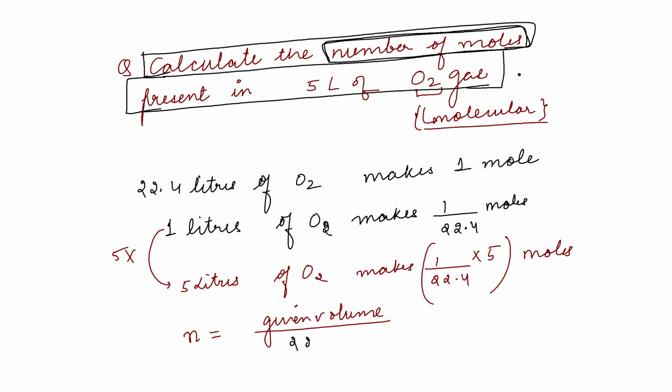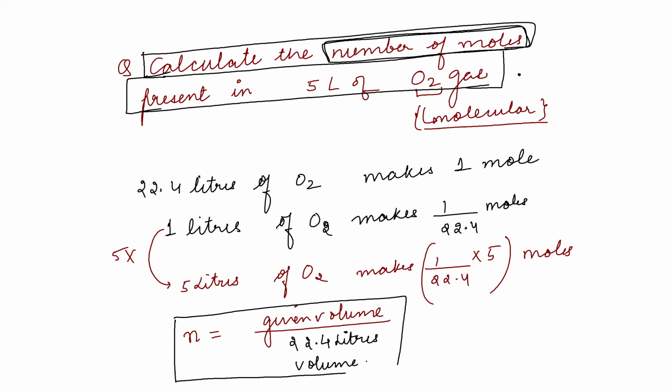22.4 liters volume. Understood my point? N here is going to be what? Given volume by 22.4 liters volume. Any doubts? Just tell. So 22.4 liters of O2 makes 1 mole, and that's what we are supposed to understand. Any doubts in this? So what exactly does that mean?